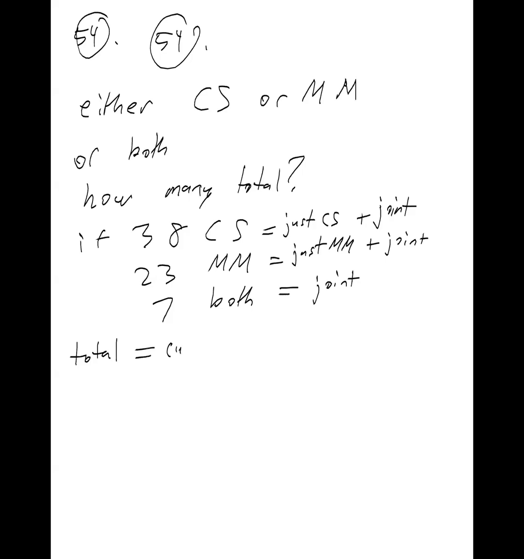So how can I express it without any overlap? It'd be the ones who are just CS students, plus the ones who are just math students, plus the ones who are doing both, right? That's the total. But how can I calculate what the total is by using those 3 overlapping numbers though?